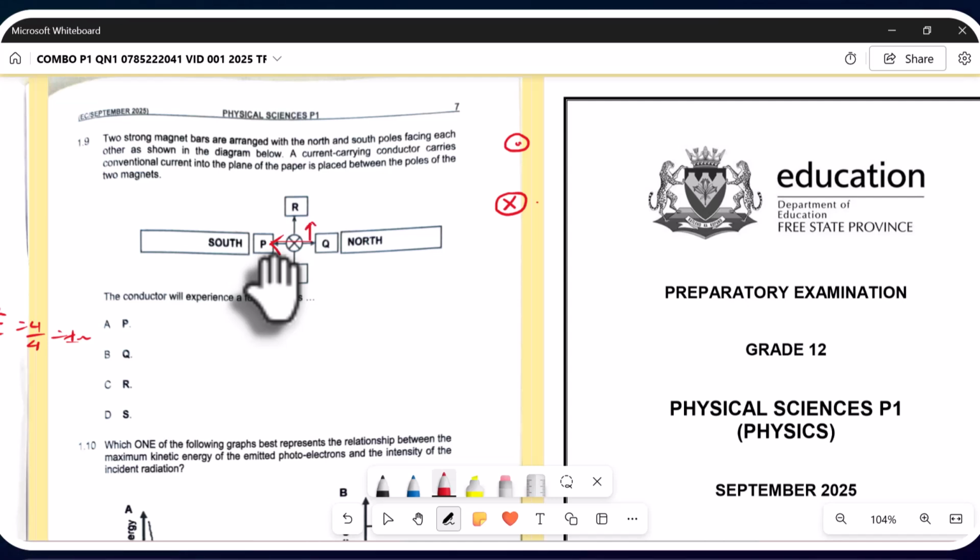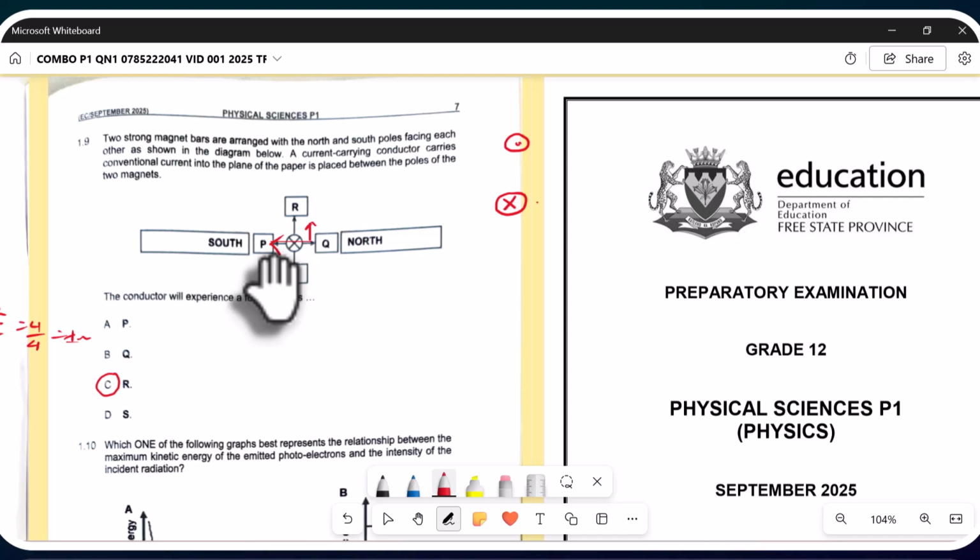All right, then our last question here, 1.10 multiple choice. They say which one of the following graphs best represents the relationship between the maximum kinetic energy of the emitted photoelectrons and the intensity of the incident radiation? I repeat, which one of the following graphs best represents the relationship between the maximum kinetic energy of the emitted photoelectrons and the intensity of the incident radiation?